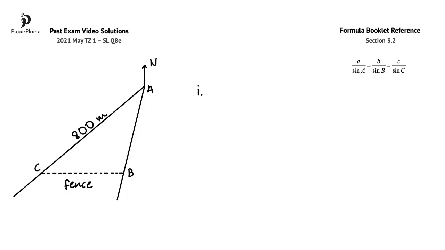In this question part, a new fence is constructed as shown on the diagram. We are told that C is due west of B, that AC is 800 meters, and that the bearing of B from A is 195 degrees. In the first part of the question, we have to find the size of angle ABC.